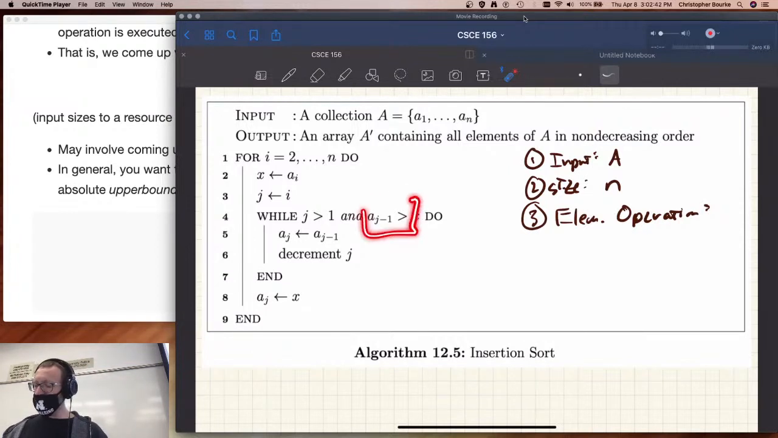So that's our actual comparison right there. What about this? That's just an assignment that's part of shifting, right? In fact, these are not always executed. Only when this is true do these actually get executed. So for every execution of this, you have at least this. In fact, you have at least one more of these than you have of these.